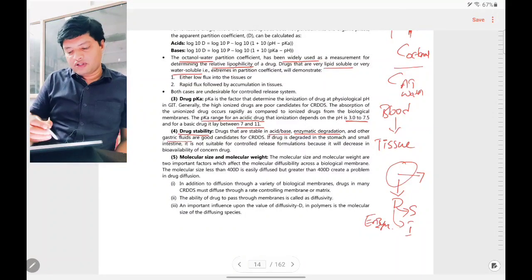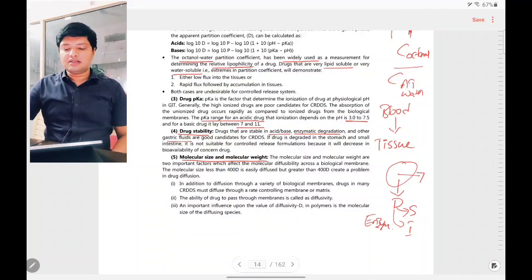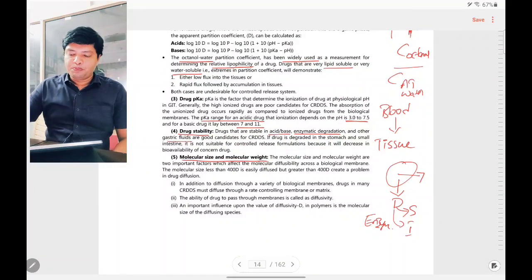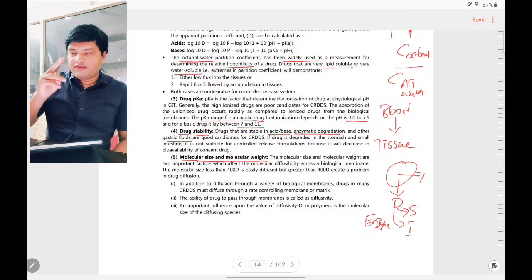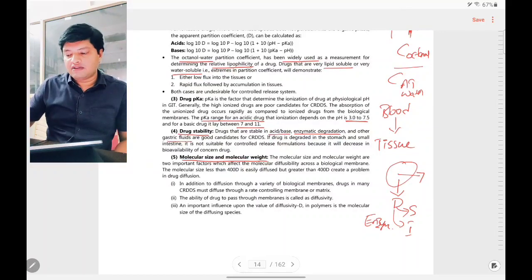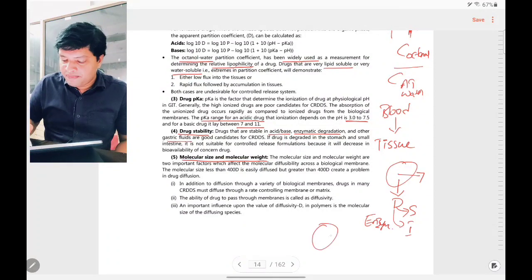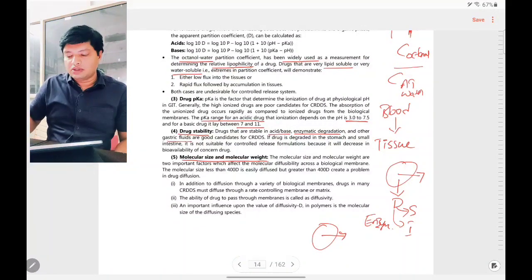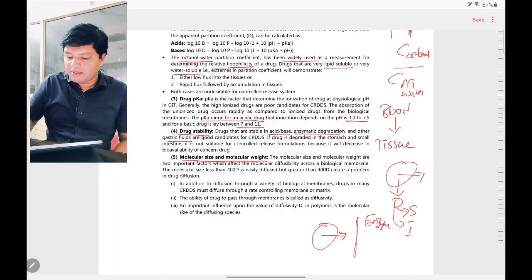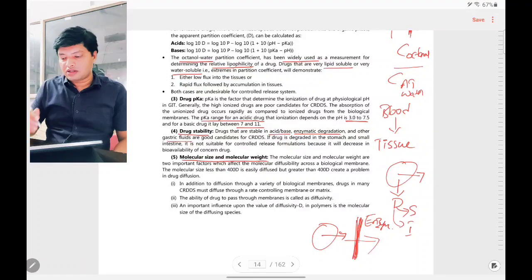Then we have other factor, physiochemical factor of drug, that is molecular size and molecular weight. We have two passages of the drug in a dosage form. Drug should pass from the polymer matrix to come out from the designed dosage form, and also drug should pass from the lining of your stomach. So two times it has to pass.